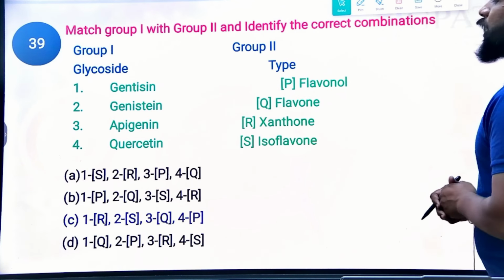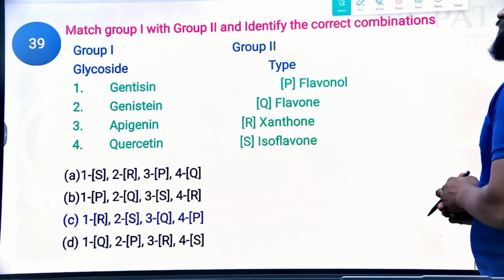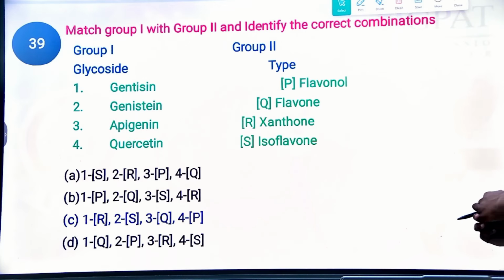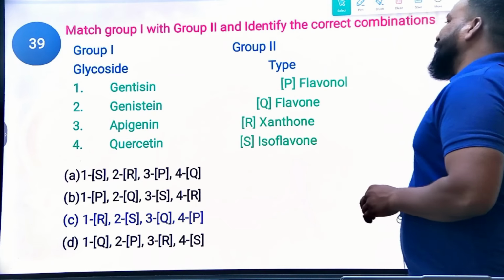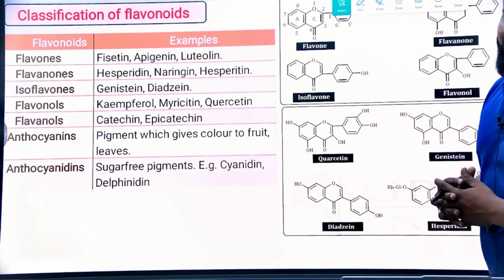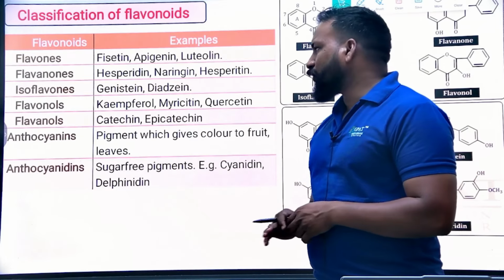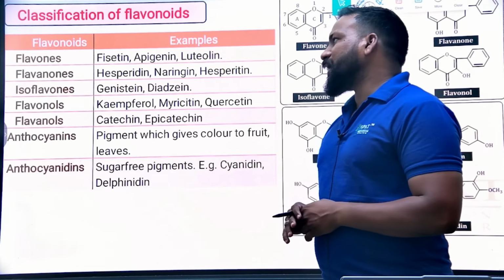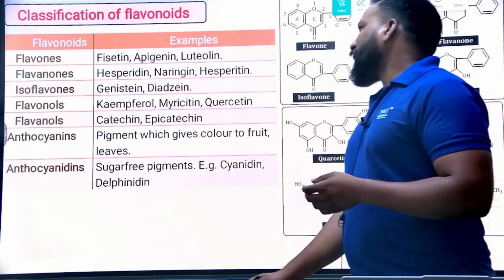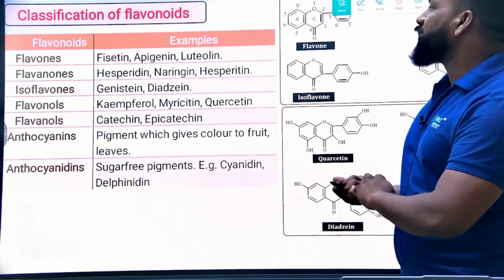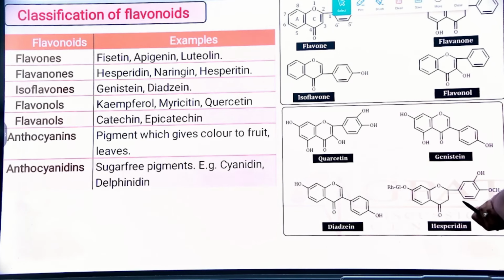So the right answer will be option C. 1. Gentisin is a xanthone. 2. Genistein is an isoflavone. And 3. Apigenin is a flavone, and quercetin is a flavonol. So these are the classification of flavonoids and their examples: flavone, apigenin is a flavone. Flavonol, campferol or quercetin. And also we have seen genistein is an isoflavone. And also the last option, catechin is a flavanol. Clear? Yes. So these are the classification of flavonoids. We have entered into flavonoids. Yes. So these are the structures of flavonoids as well.